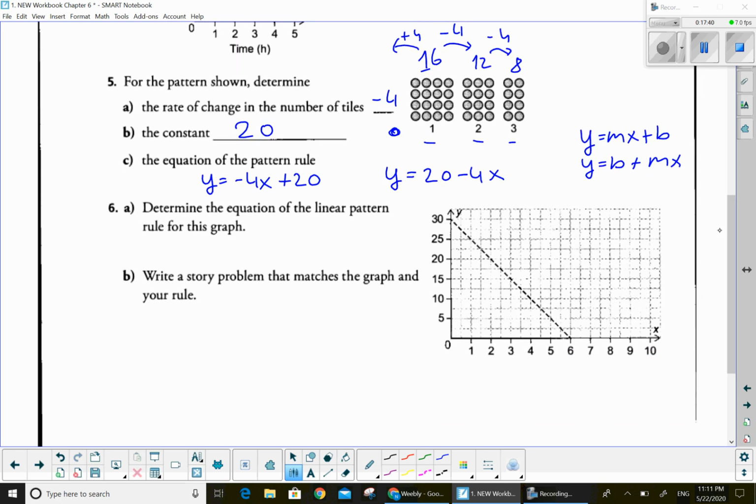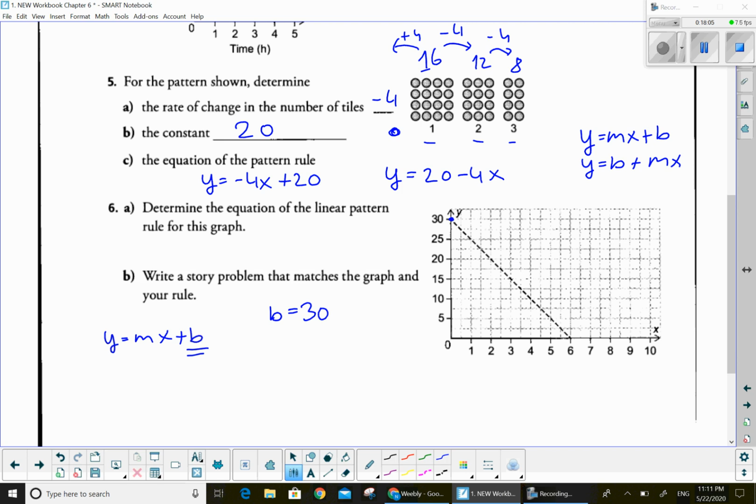Next one says, determine the equation of the linear pattern rule for this graph. Write a story. All right, so let's do the equation. I'm going to write all of it here. Y equals mx plus b. I know that my b value is my y-intercept, where my graph crosses the y-axis. So in this case, it's 4. So I know that b is, it's not 4. Sorry, it's 30. There we go, it's 30.